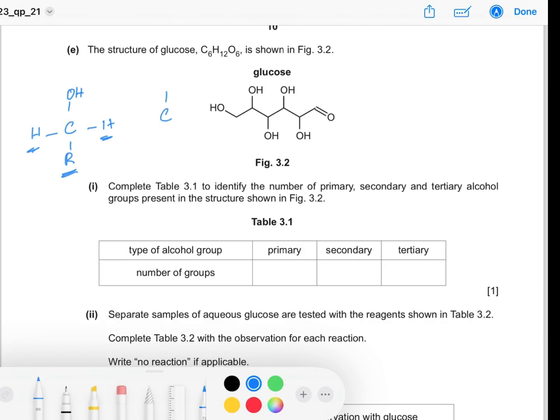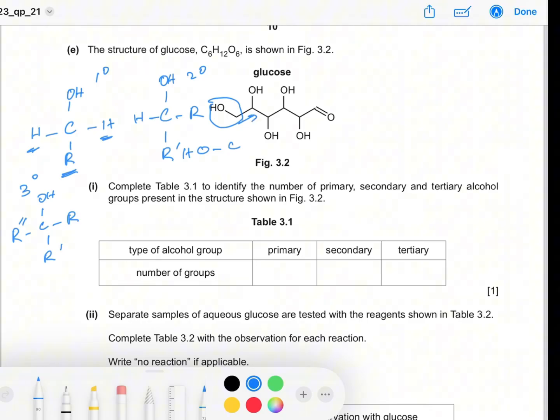In a secondary alcohol, the carbon that's bonded to the hydroxyl group will be bonded to 2 alkyl groups and 1 hydrogen atom. And for the tertiary alcohol, the carbon that's bonded to a hydroxyl group will be bonded to 3 alkyl groups. So let's start with this one over here. The carbon atom in this case is bonded to a hydroxyl group, an alkyl group, and 2 hydrogen atoms. So this is a primary alcohol. Okay, that's 1 for primary.